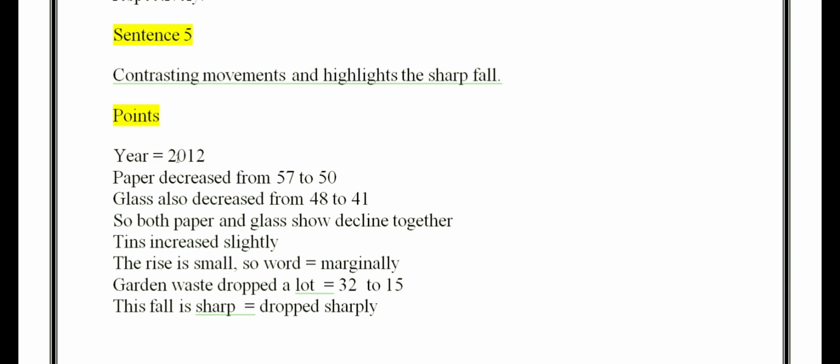Talking about the year 2012, paper fell from 57 to 50. Glass also decreased from 48 to 41. So what is that? Both glass and paper showed a decline. With regards to tin, there was an increment, there was an increase. And how was it? It was small. The rise is small, so the word is marginally. Garden waste dropped a lot. It has fallen a lot. It is from 32 to 15. And because the fall is very sharp, we use the words dropped sharply.